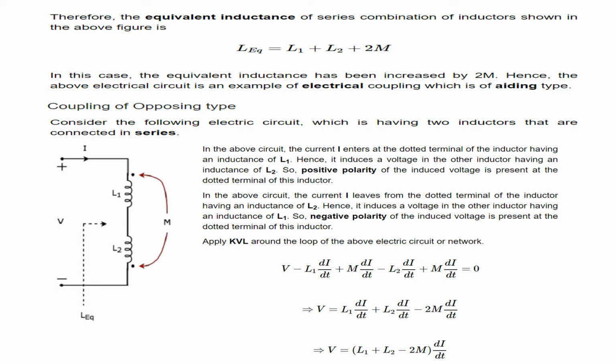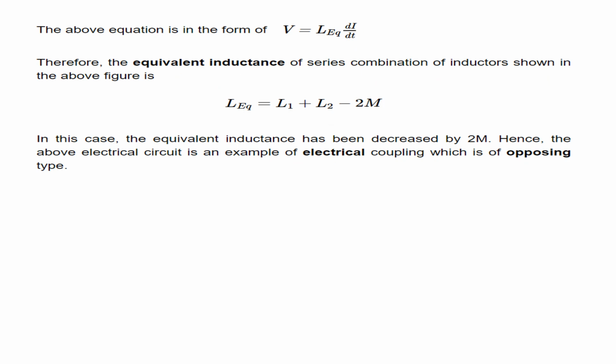Again, we apply KVL around the loop of the above electric circuit or network. We get V minus L1 di by dt plus M di by dt minus L2 di by dt plus M di by dt equals 0, according to KVL. Now, by separating, we get V equals L1 di by dt plus L2 di by dt minus 2M di by dt. We get finally V equals (L1 plus L2 minus 2M) into di by dt. The above equation is in the form of V equals L equivalent di by dt.